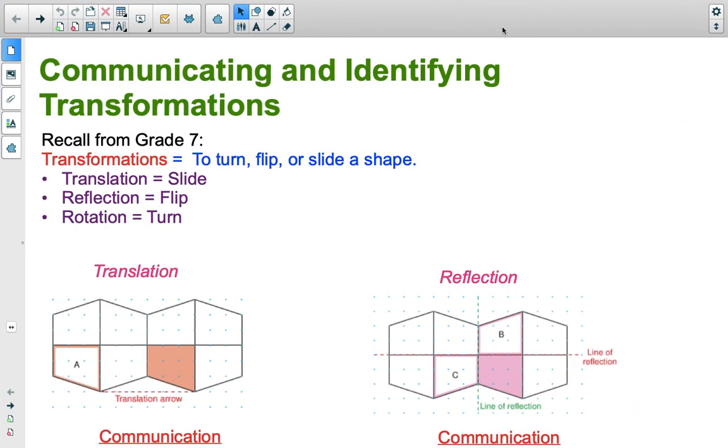Last topic with transformations is just identifying a transformation and understanding how to communicate them properly. If we recall from grade 7, you have 3 different transformations. You have a translation, a reflection, and a rotation. A translation was kind of like a slide, a reflection is a flip, and a rotation is a turn.